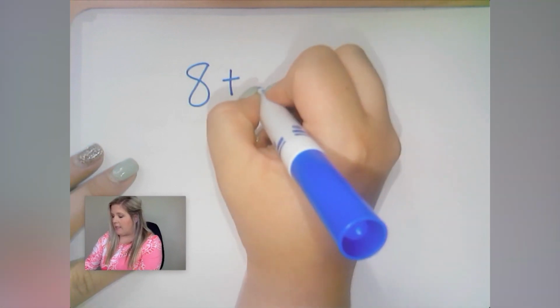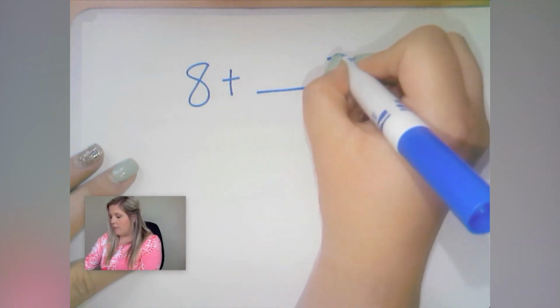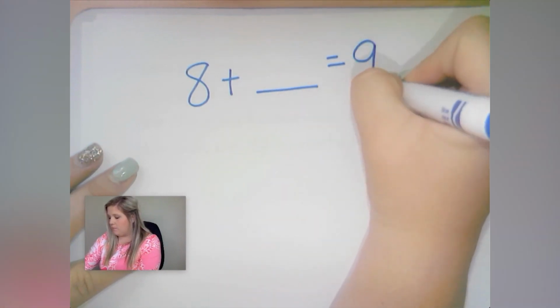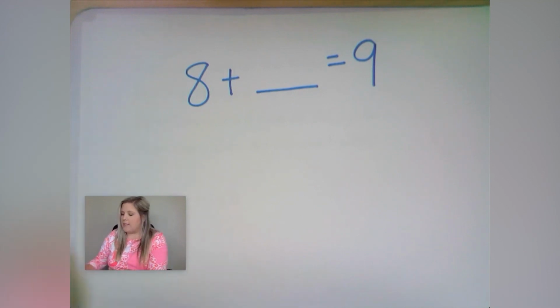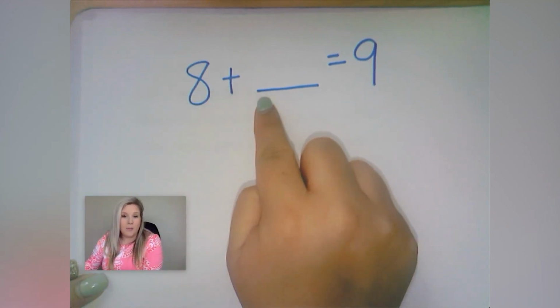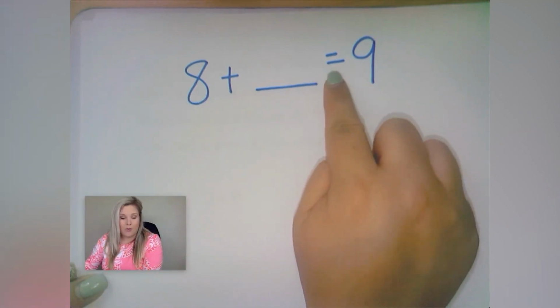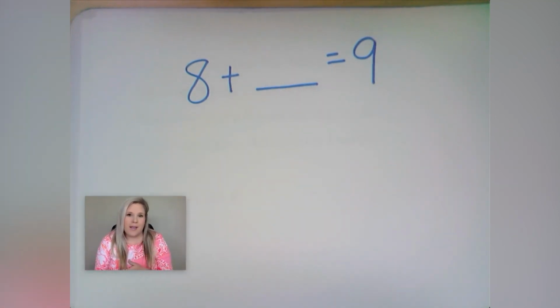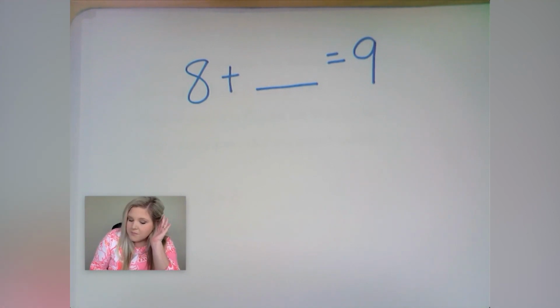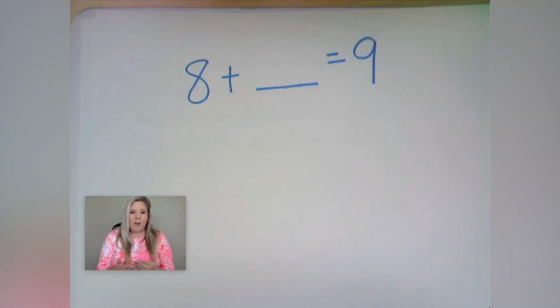Let's look at our equations. Let's take a look at this first problem. The problem states that 8 plus some number equals 9. How can we find that missing number? Let's count on to find our missing number.